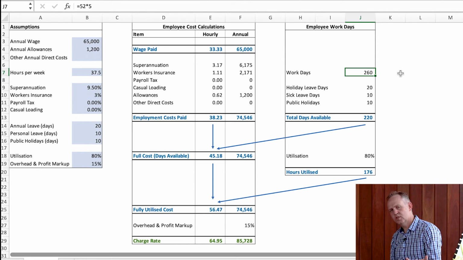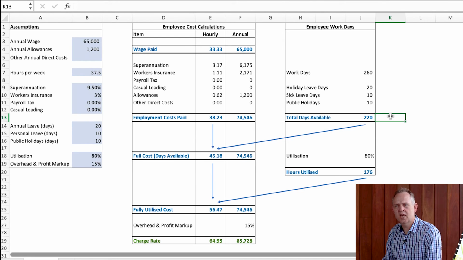Work days in a year, 260 work days a year. So that's 5 days a week for 52 weeks a year, 260 days. That's how many days they could work as a full-time employee. So again, if their hours are different and you've set up your assumptions differently, you have to work out how many hours they're working. Now, from those hours, let's assume that they take all the annual leave, all their sick leave, and they obviously don't work the public holidays. That then works back down to 220 days that they are available to work.